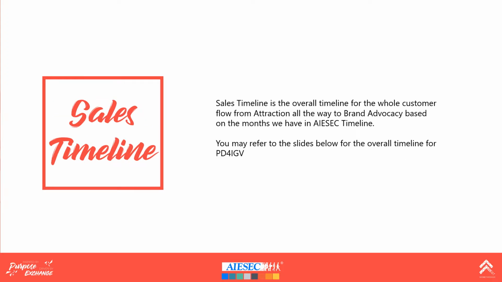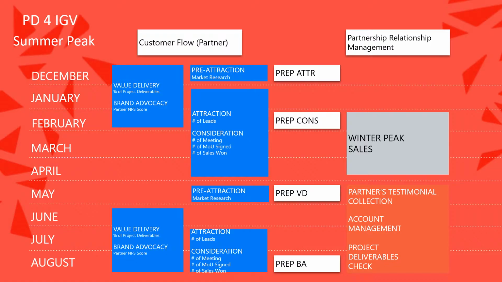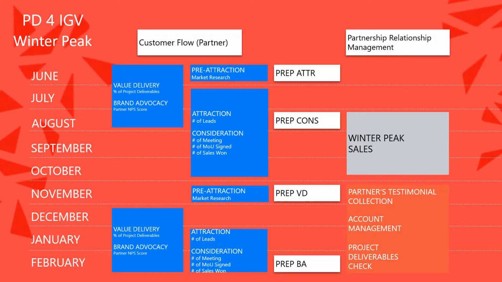Okay. Sales timeline. So sales timeline is basically our operation timeline, but in the PD version. So let's look at this. This is a summer peak timeline. You can see attraction, consideration, and so on. All these are important to take note, especially whatever happens in the partner relationship management part. Okay. This part happens in winter. It's exactly the same thing, but the months are different. And also take note about the partner relationship management.